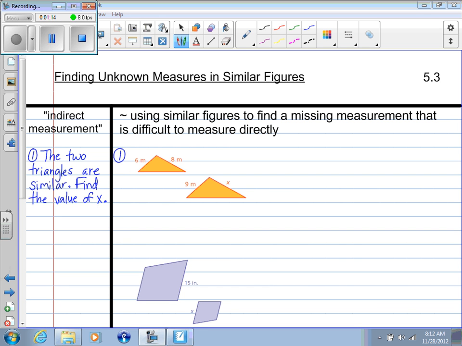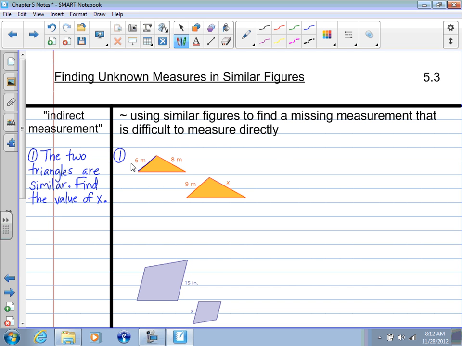So we're going to start by writing a proportion, setting up two equal fractions that we can see based on this picture. If I start with this side right here, 6 meters, I know that it corresponds with that side of the other triangle, 9 meters. Since I started with a smaller triangle on the top of that ratio, I need to put the smaller triangle on the top of the other ratio. So look now at this side, which is 8 meters, and that corresponds with this side, which is x.